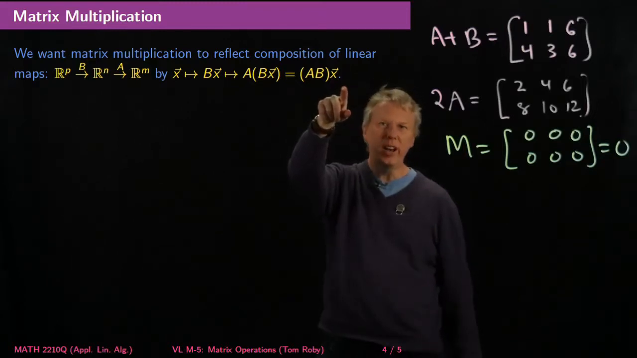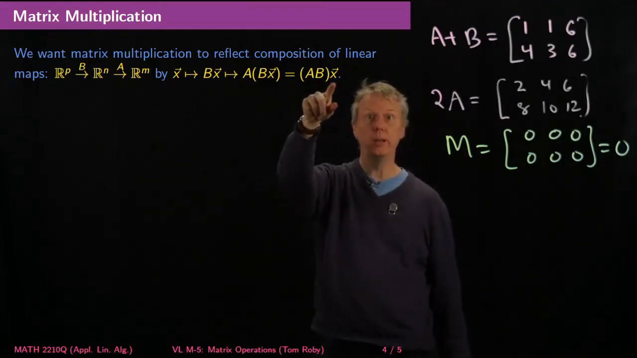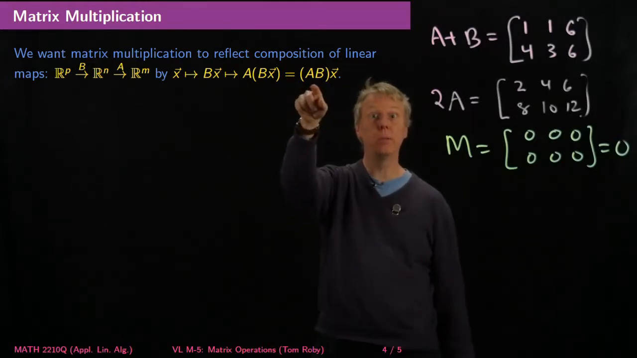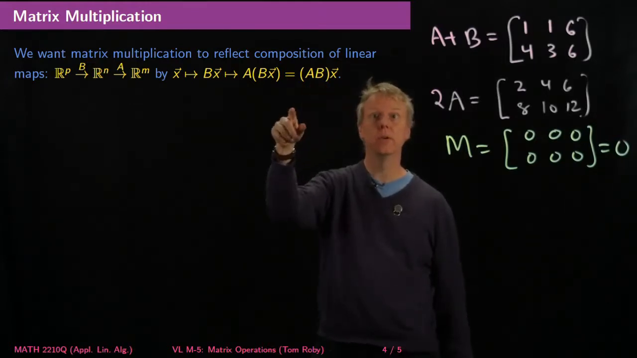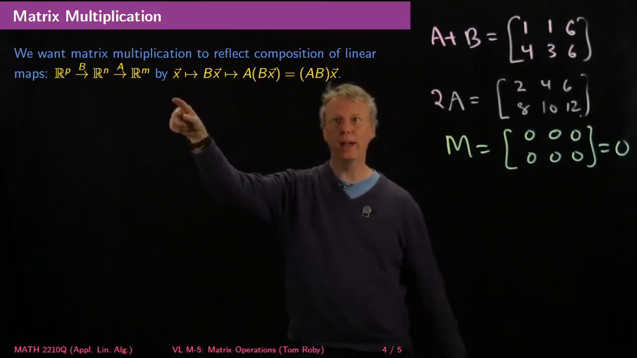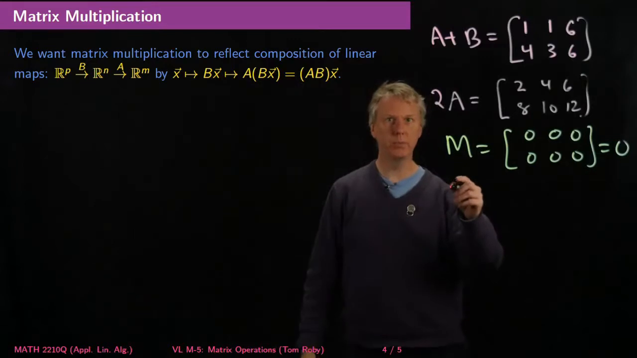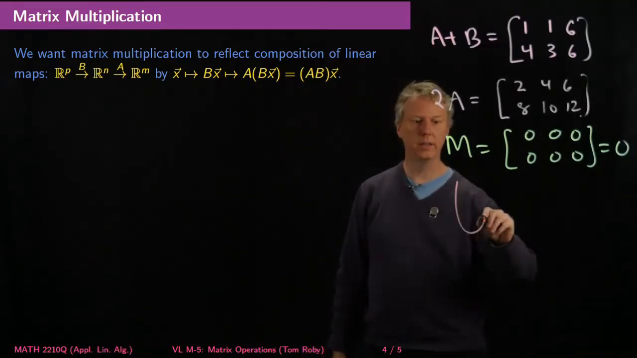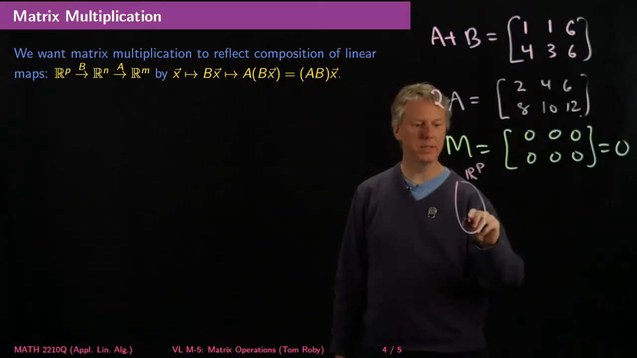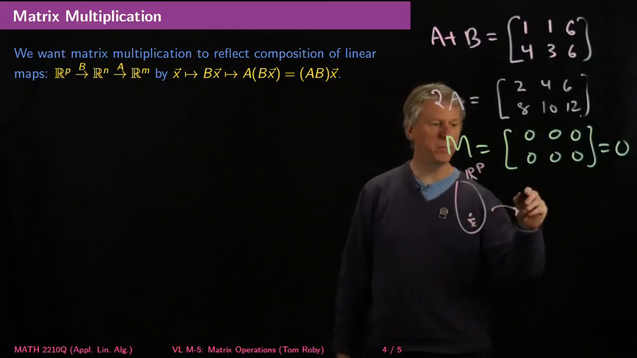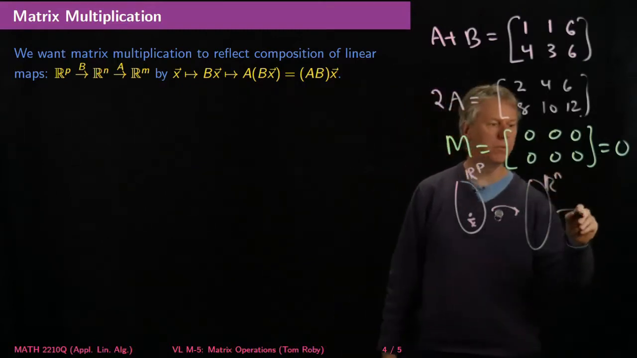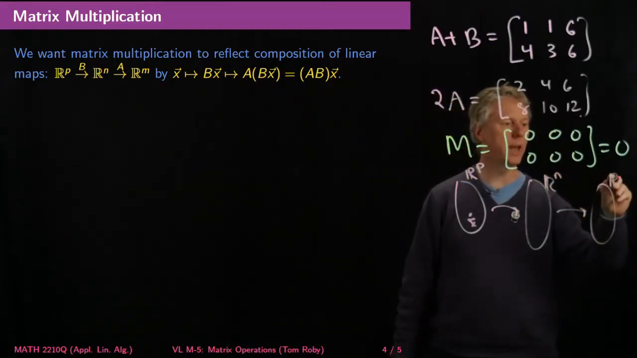Well, the property I wanted to have is that if I applied B to x and then A, I should get the same result as if I applied AB to x, right? So I take x, I operate by B. Conceptually, I've got some blob which represents R to the P, and x lives inside of it. And from here, I go to another blob that I'm calling R to the N, and I go from there to another blob that I'm calling R to the M, right?